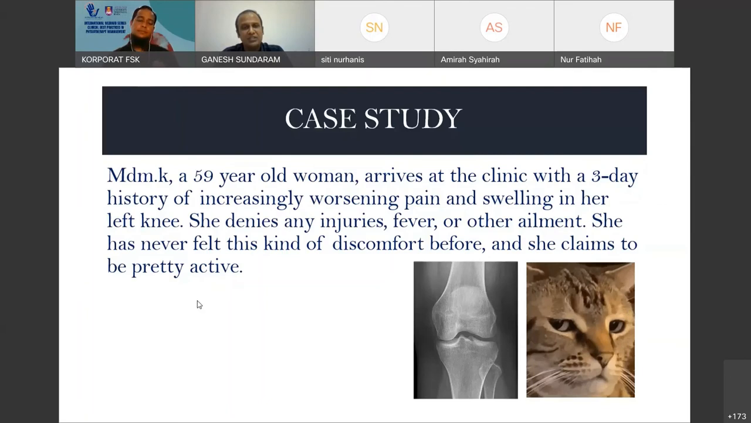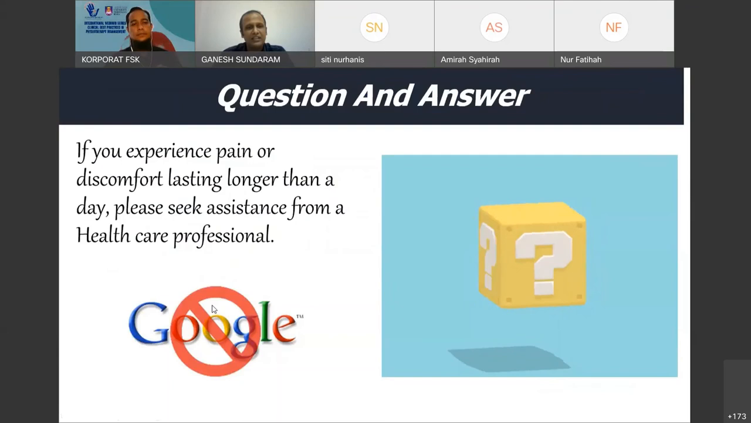If you experience pain or discomfort lasting longer than a day, please seek assistance from a healthcare professional, not from Google.